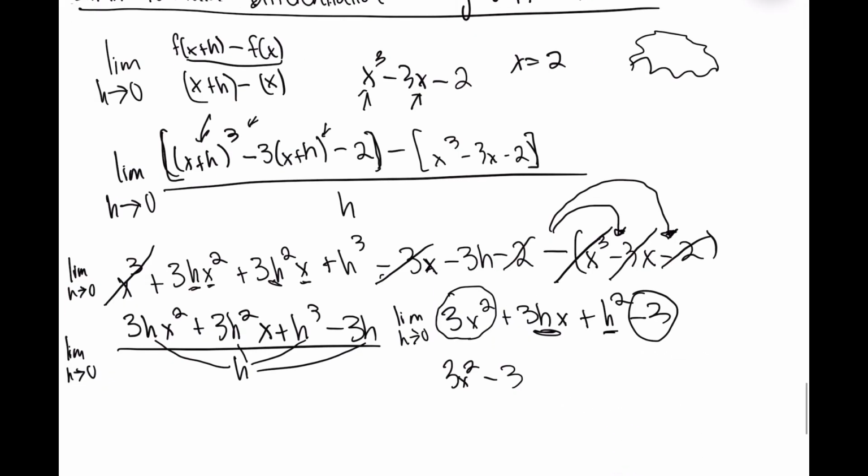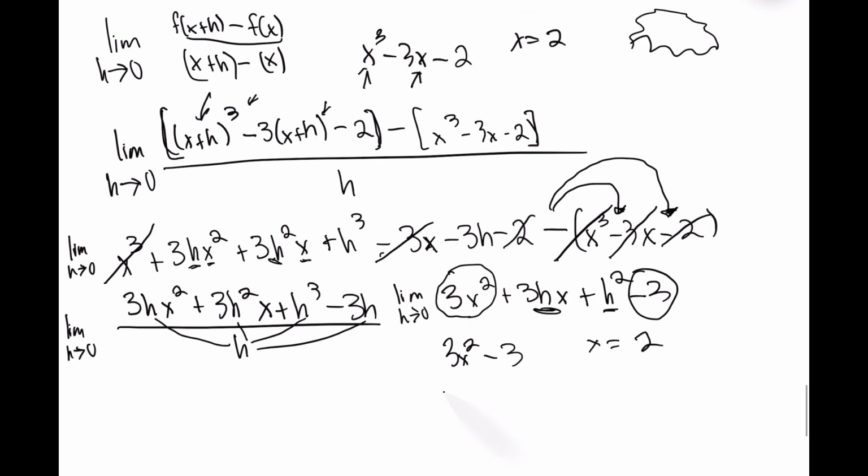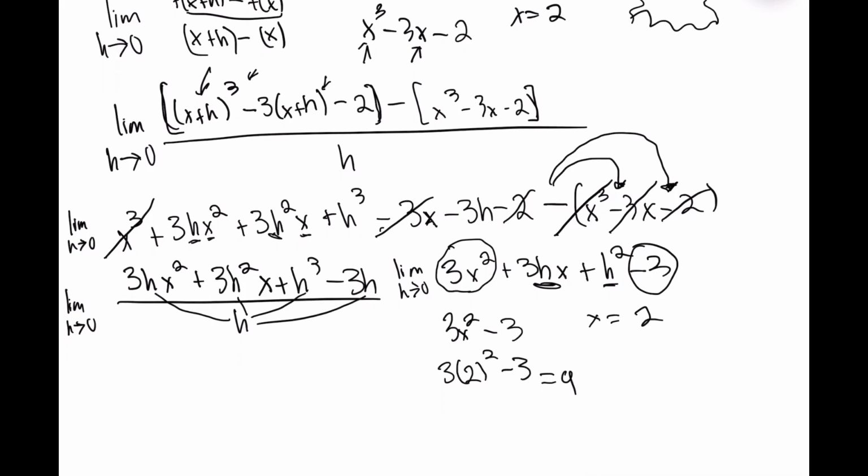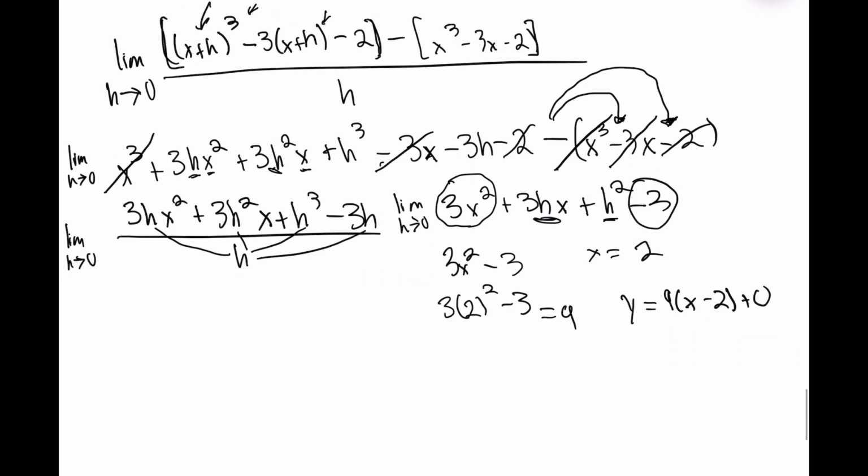Moving on, though, if we just use our same process as last time and we plug in x equals 2, then 9 comes out, which is the slope. And by following the point slope formula, like we did last time, we get our equation y equals 9 times (x minus 2) plus 0.